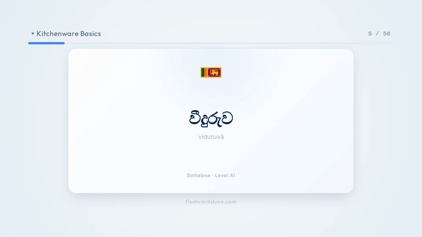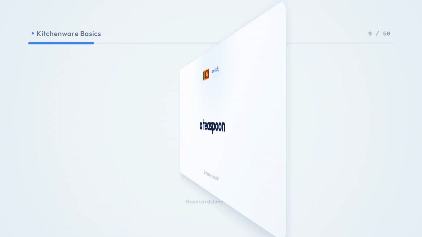Viduru, a glass. Pisa, a saucer. Grupo, a fork. Hinder, a spoon. Tihinder, a teaspoon.